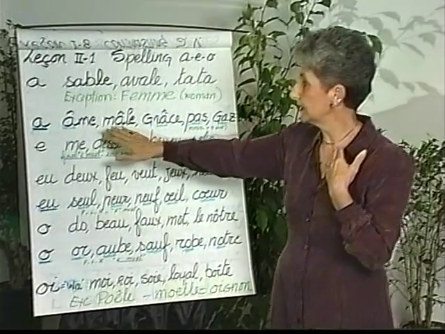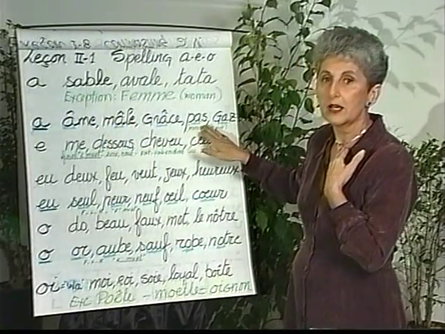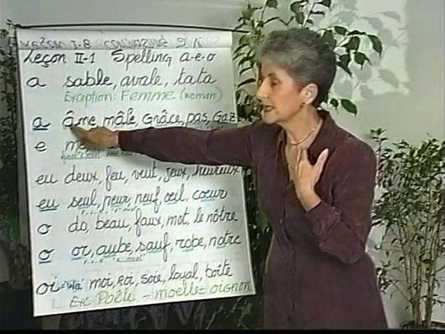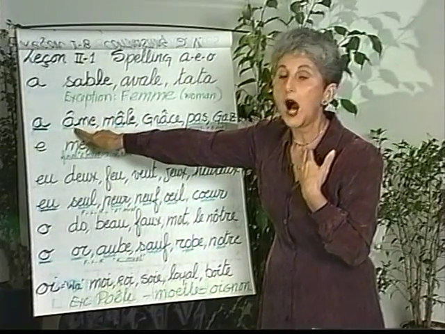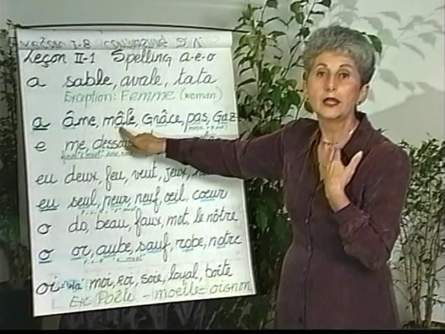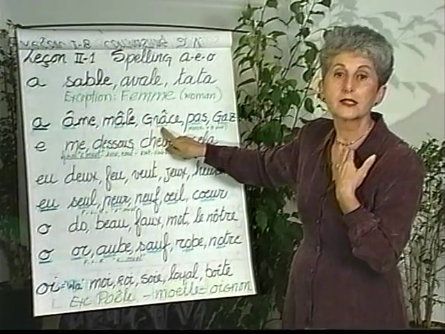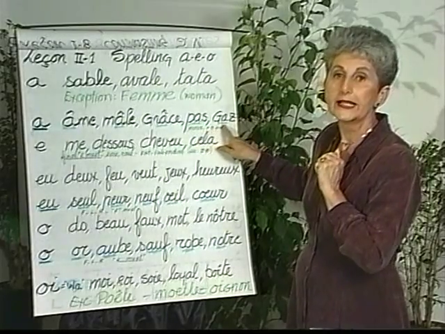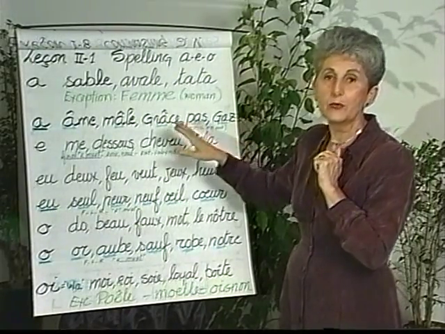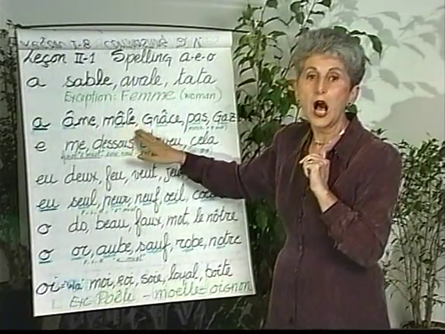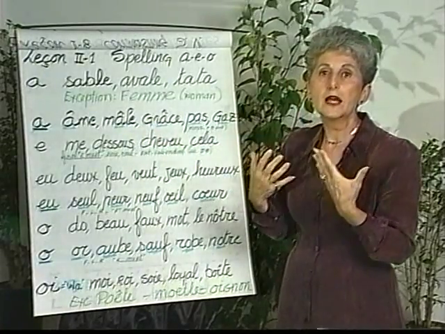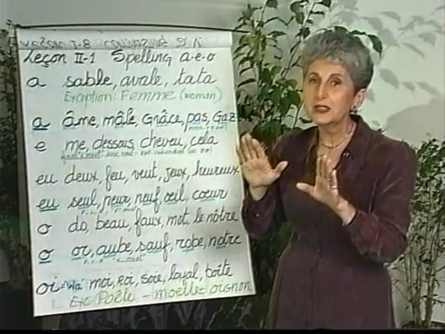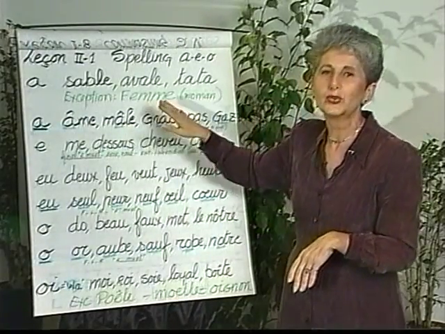So be aware that this sound is posterior. Sometimes it appears with an accent circonflexe, like in homme, mâle, grâce, or without circonflexe, pas and gaz. By the way, the posterior A in French is not as common as the frontal A. So when in doubt, go frontal, and usually you can't go too wrong.